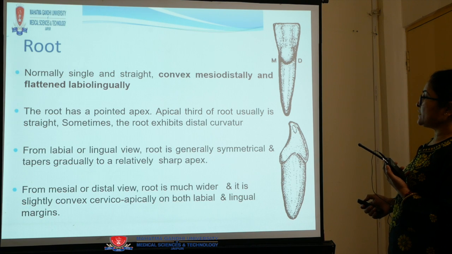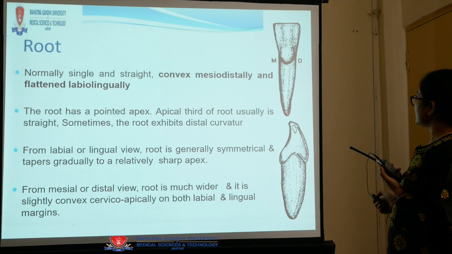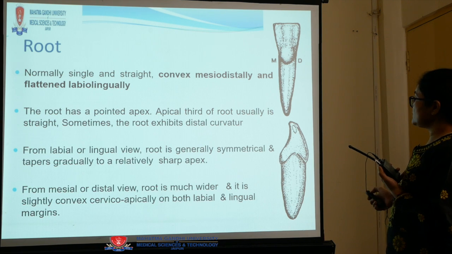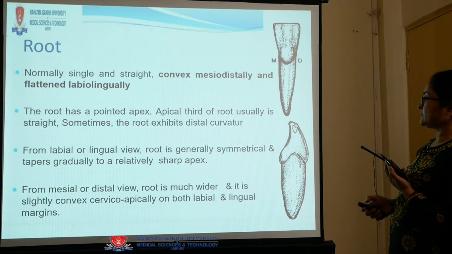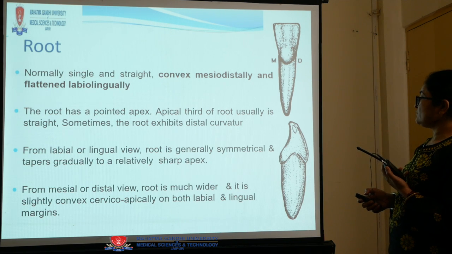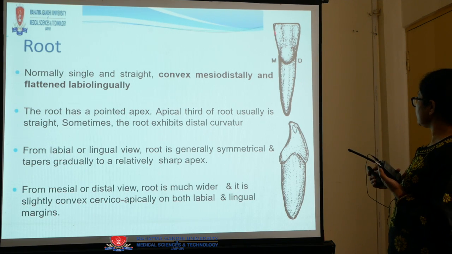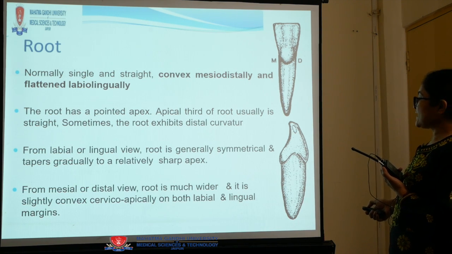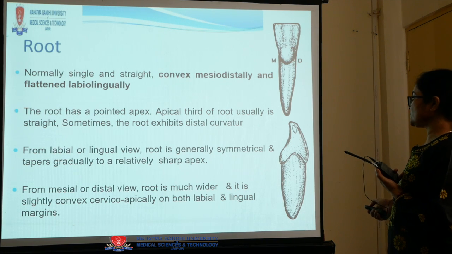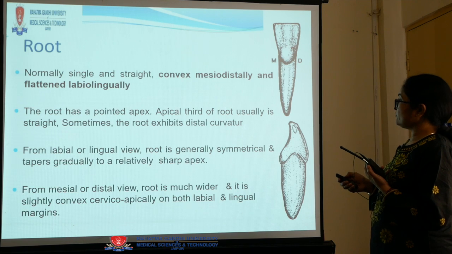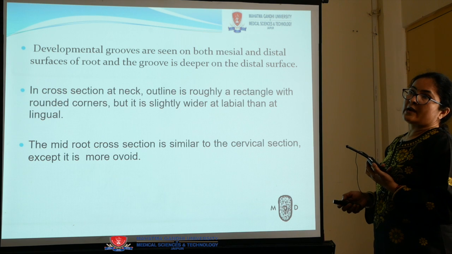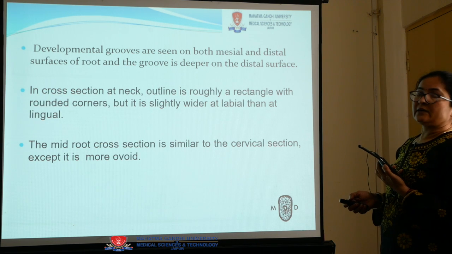When we see the root from the labial and lingual side, the root is generally symmetrical and it is tapered towards the apical third. You can see here the root is evenly tapered from the cervical line towards the sharp apex. But when we see the root from the mesial or distal view, the root is much wider. You can see in this diagram. From this aspect, the mesial aspect has a comparatively wider root, and it is slightly convex in the cervicoapical direction and also labially and lingually. The developmental grooves may be present on both mesial and distal surface of the root, and the distal side has a comparatively deeper developmental groove.